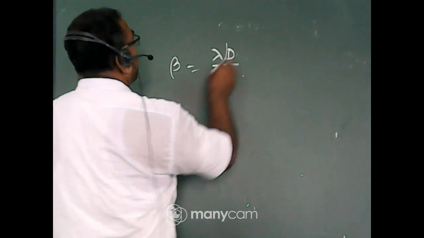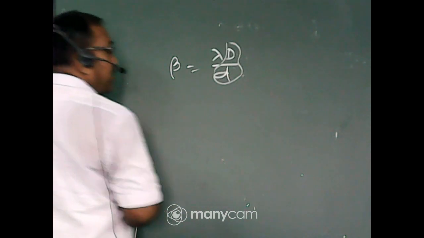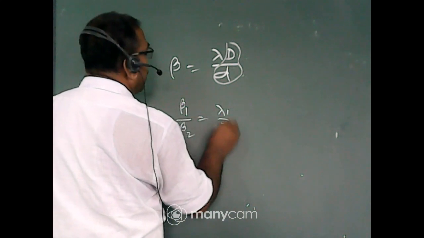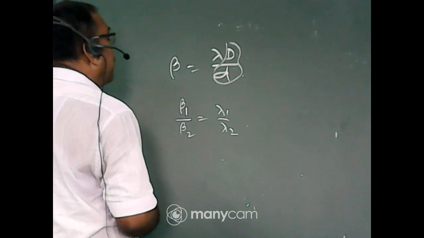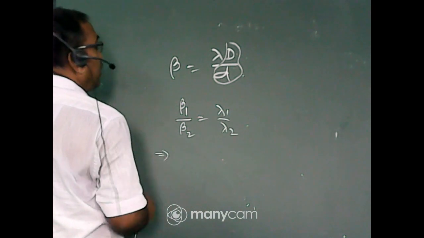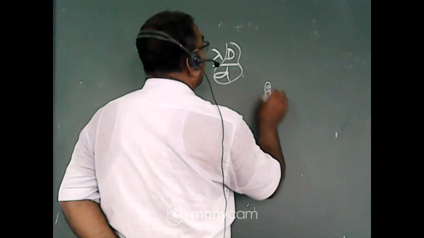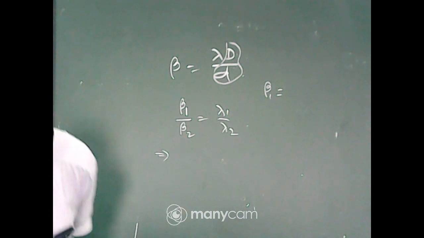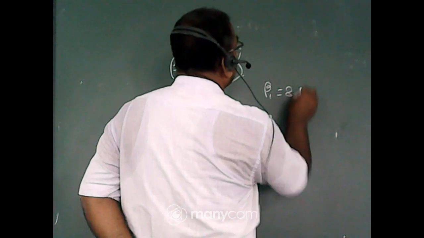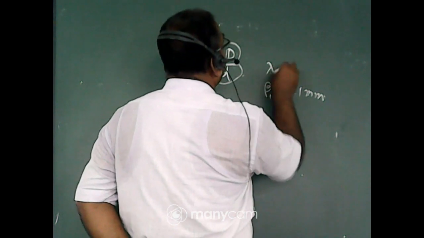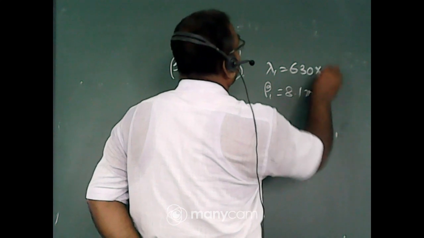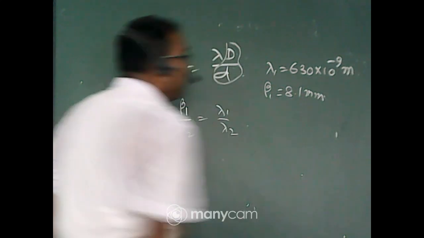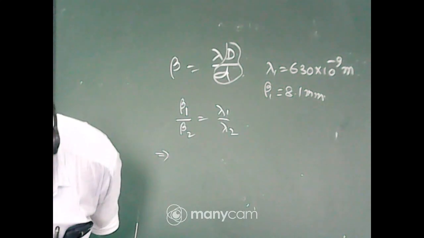So small letter d and capital letter D both are fixed. So we can write it beta 1 by beta 2 equal to lambda 1 by lambda 2. So you put here, what will be the value of beta 1? Beta 1 equal to 8.1 millimeter, when lambda 1 equal to 630 nanometer.